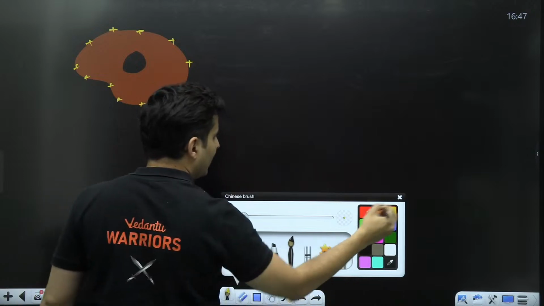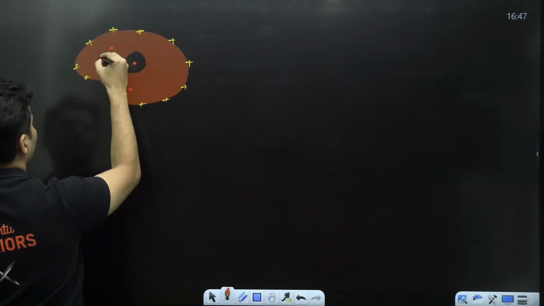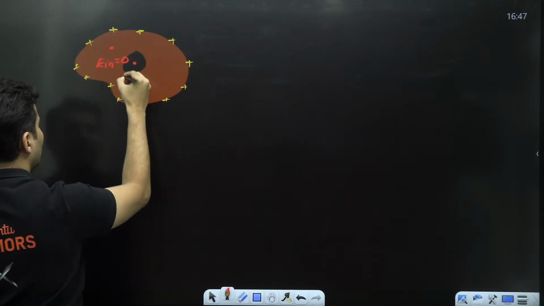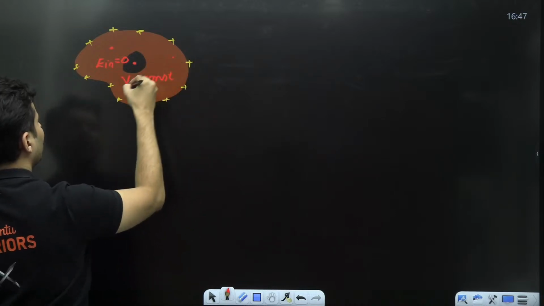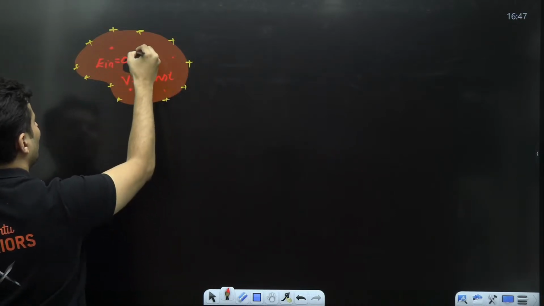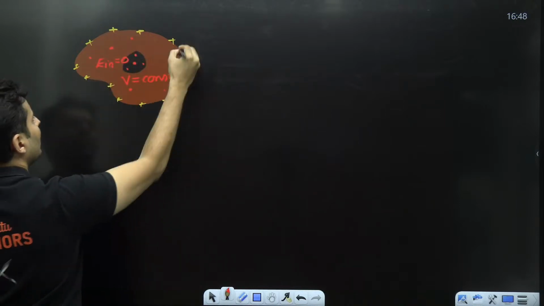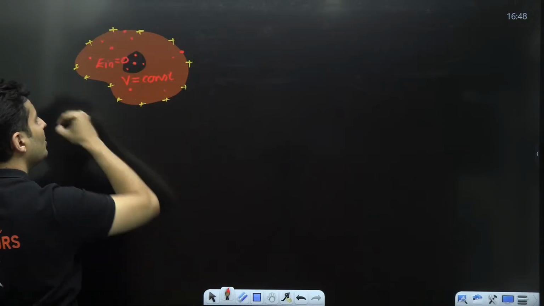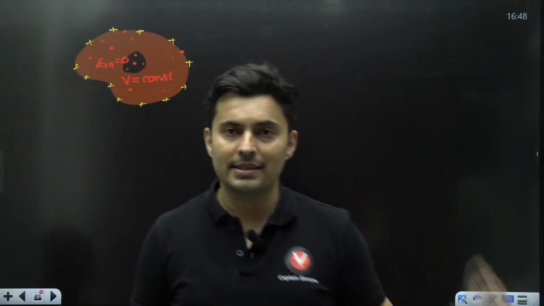Not just that, everywhere here, even this point or this point or this point, the electric field inside is going to be zero and the potential is going to be constant everywhere. Everywhere you will see the potentials are the same, and the field is zero. That is what it is saying.